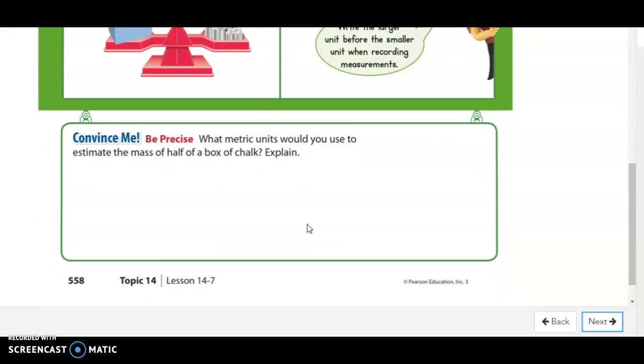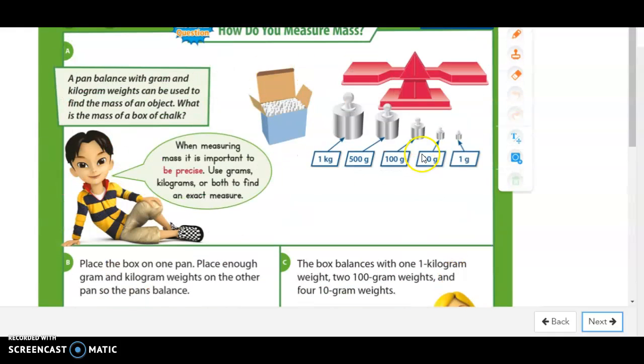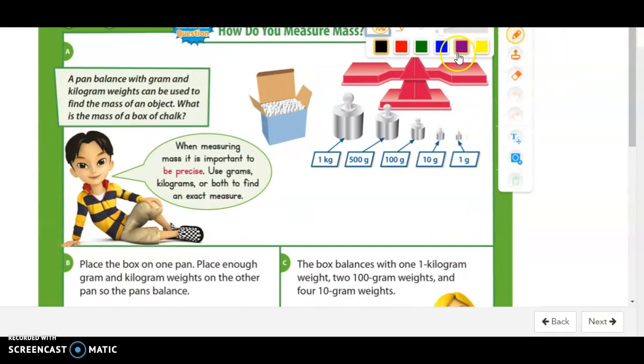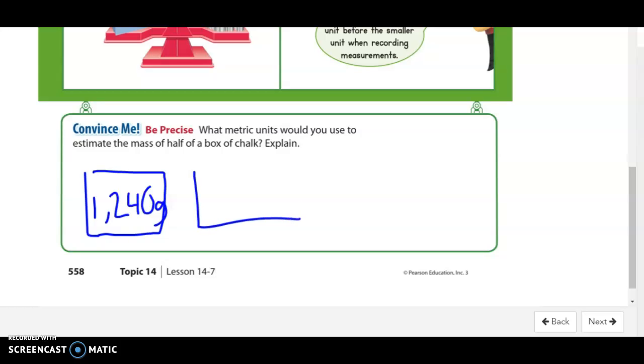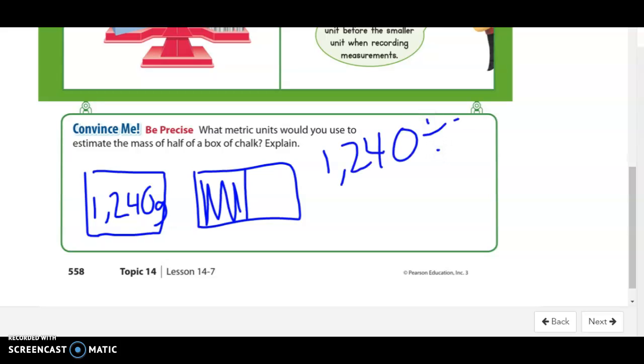If you were going to use a scale or a pan balance to measure half of a box of chalk, so we know that a whole box is 1,240 grams. If we were just going to measure half of that, would we measure in kilograms or grams? And the question is basically asking you, what is 1,240 divided by 2?